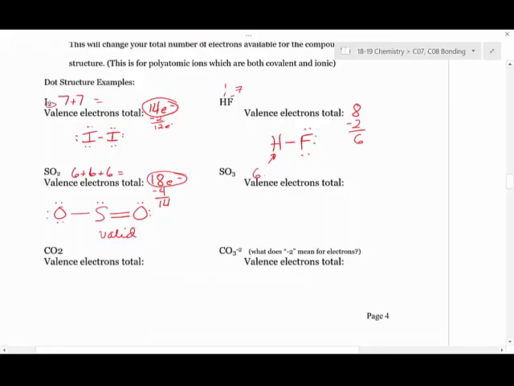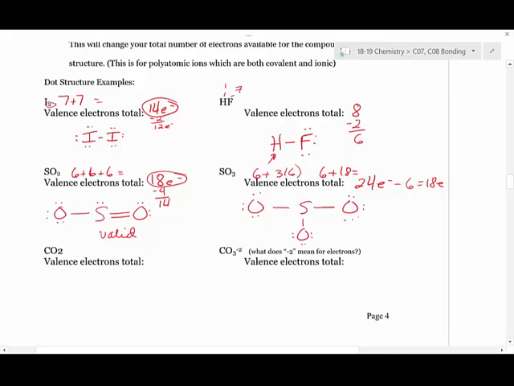SO3, let's look at it. Sulfur has 6 valence electrons and there are 3 oxygens. Each of them has 6. This gives us 6 plus 18 is equal to 24 total electrons. So we start out this time with 3 oxygens, and I have placed 3 bonds. So 24 minus 6, I have 18 electrons. So 2, 4, 6, 8, 10, 12, 14, 16, 18.